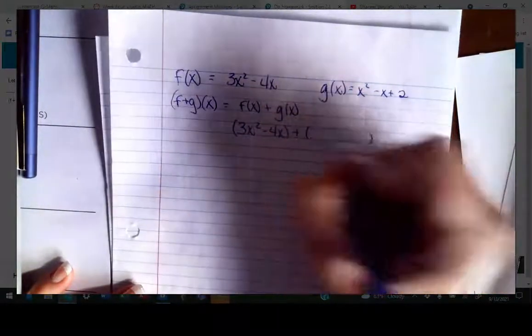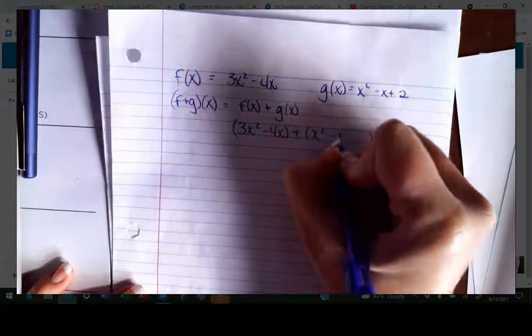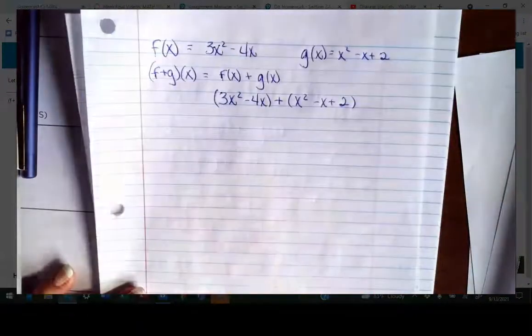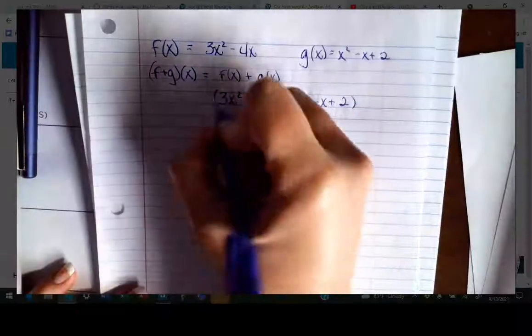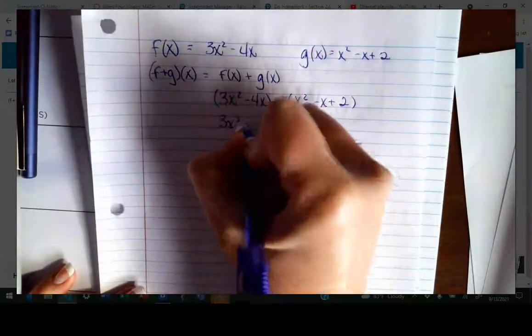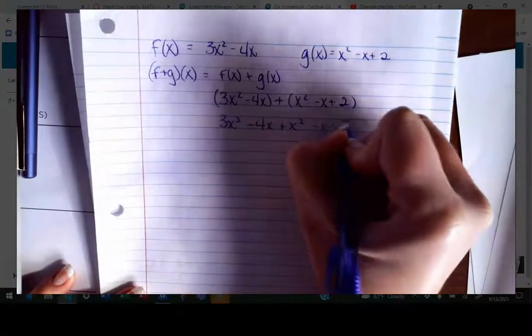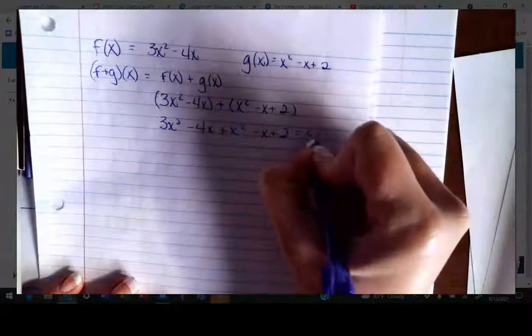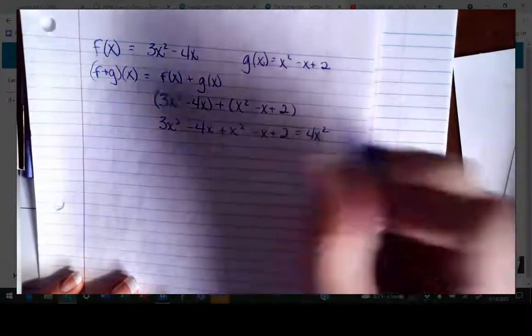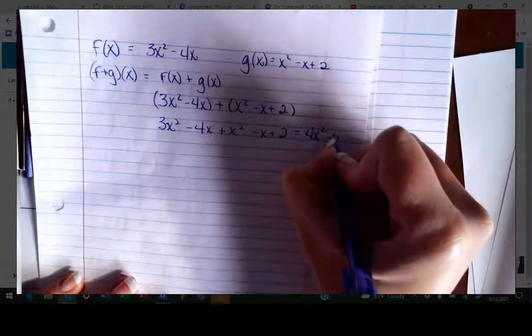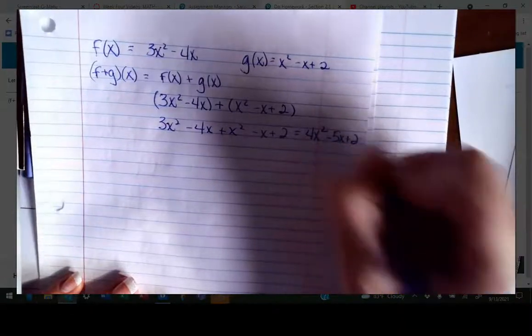Plus, what is g of x? x squared minus x plus 2. So now I just need to add. So I've got 3x squared minus 4x plus x squared minus x plus 2 is going to give me 3x squared and x squared is 4x squared. Then negative 4x minus another x is a negative 5x, and then a plus 2.